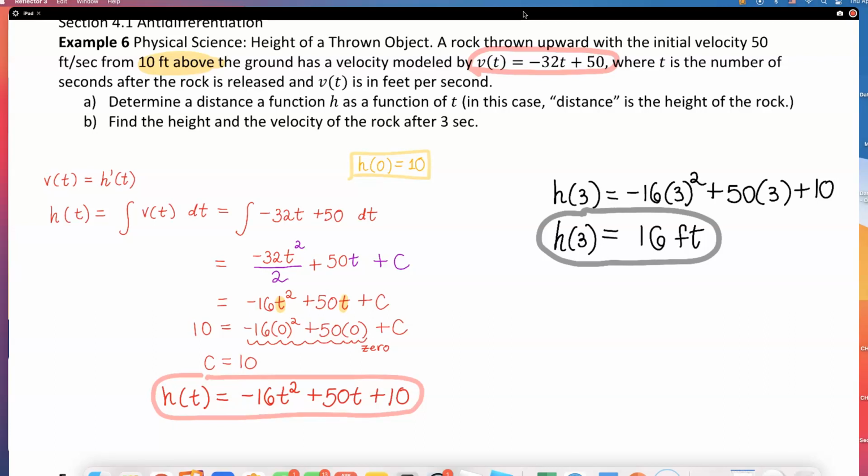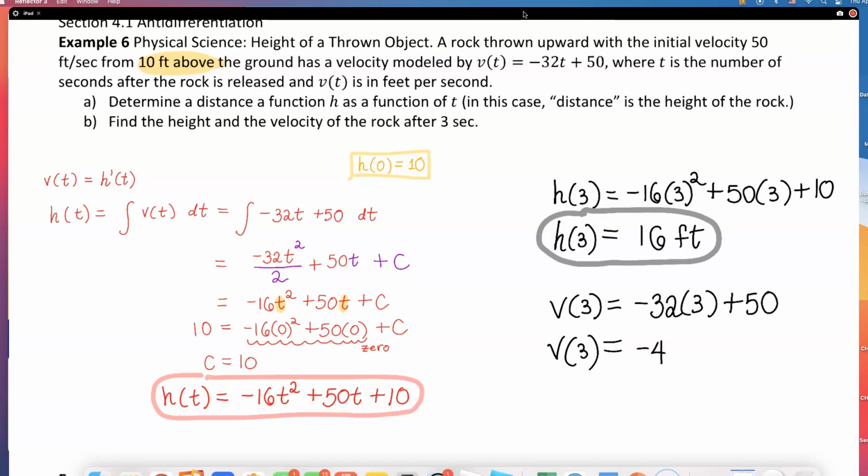Let's find the second part. They wanted the velocity at 3 seconds. I'm going to plug 3 into the velocity function. What's that going to be? Negative 32 times 3 plus 50. On my scientific calculator, that came out to be negative 46. And this is velocity, so let's write the unit correctly: feet per second. And that is it for this problem.